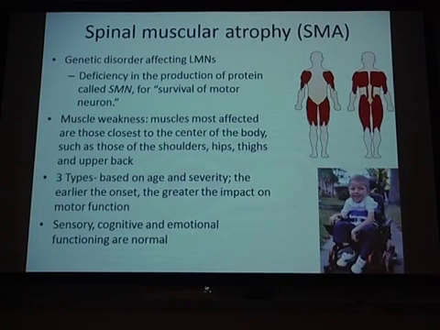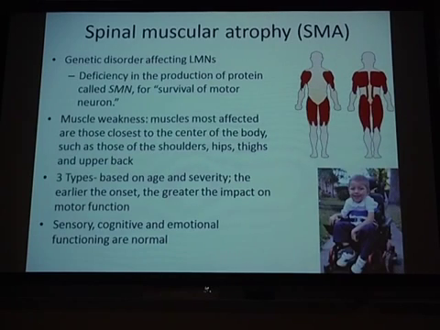And there's 3 types of this, and you don't need to know the difference between all 3 types, but the types are based on age and severity. And the younger you are diagnosed, the worse your symptoms are and the lower your life expectancy.